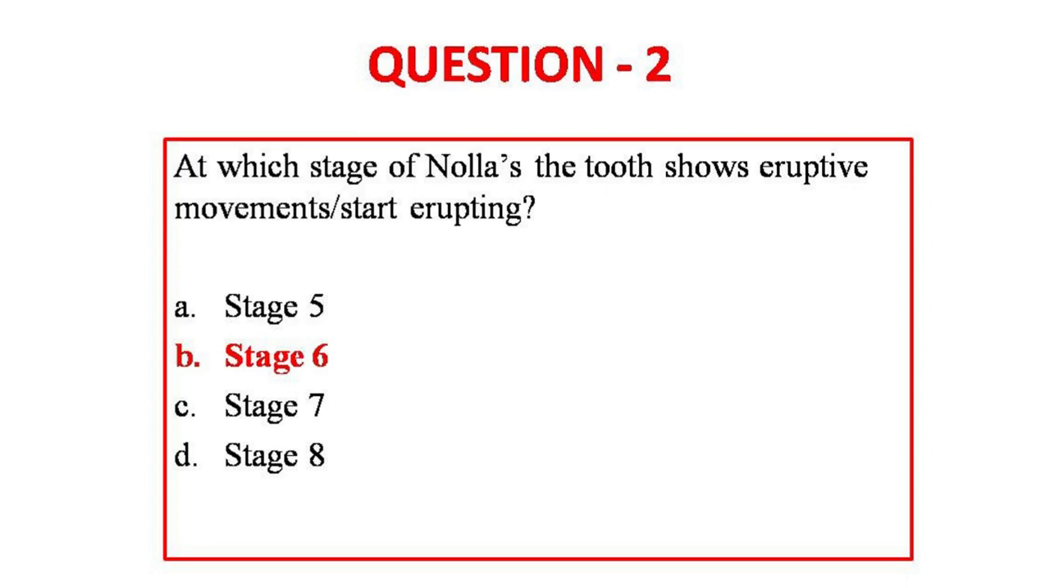See, according to Nolla, it has arbitrarily been divided into 10 stages. That is, the development of each tooth is divided into 10 stages, starting from the absence of crypt to the apical end of root completed. So if you see, the tooth eruptive movements begin during the 6th stage, where the crown formation is complete. So the answer to this question is B.